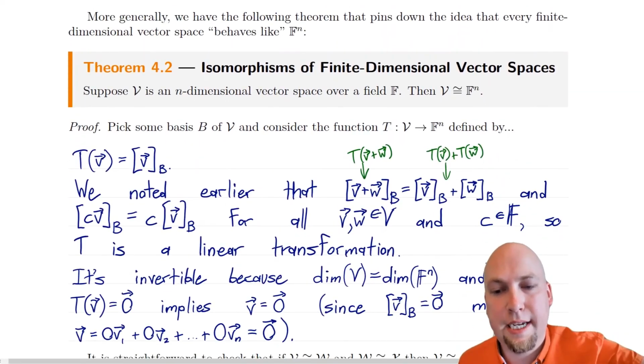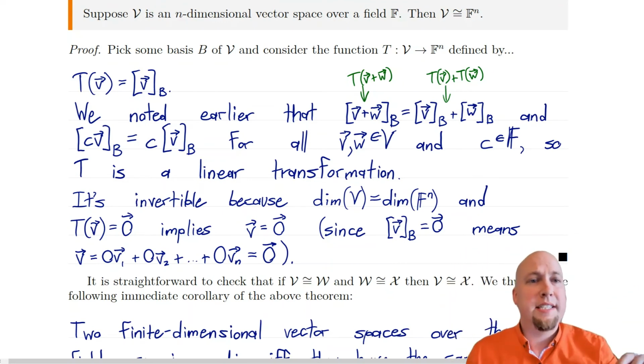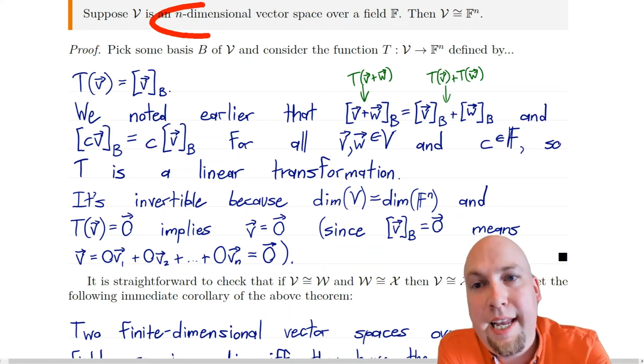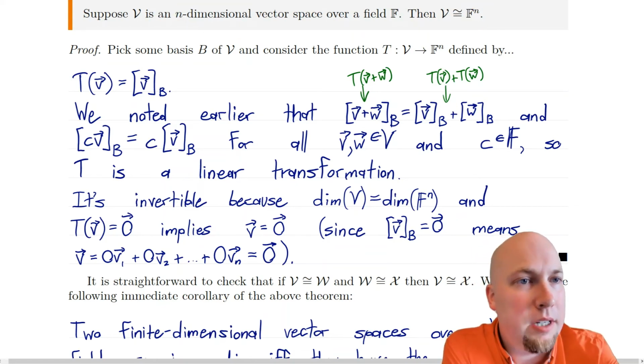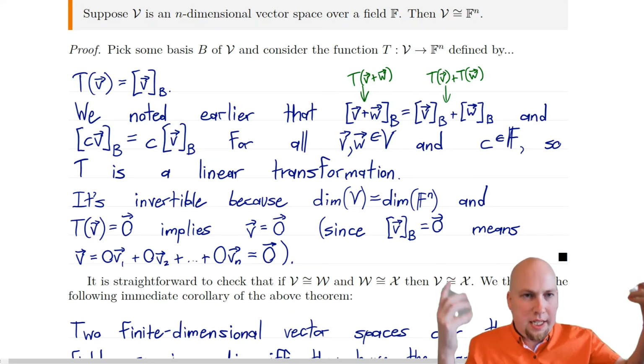So let's come back down here now. First off, do these vector spaces, V and Fn, have the same dimension? Well, yeah, because we said V is an n-dimensional vector space, and Fn is n-dimensional too, right? It's just got the standard basis, which has n members, so that's n-dimensional.